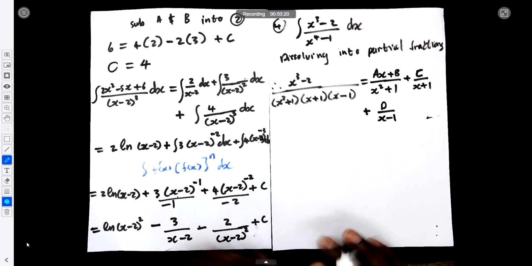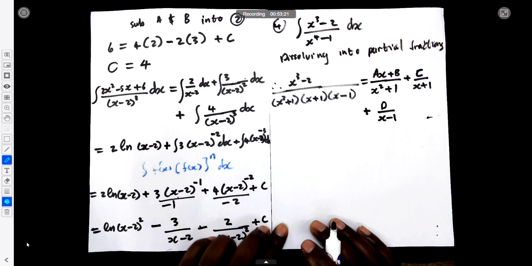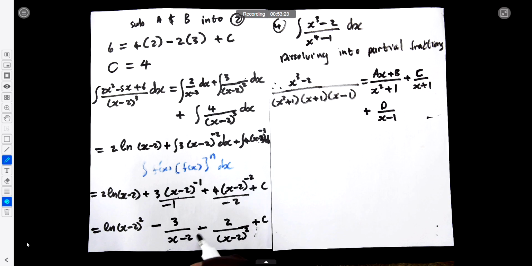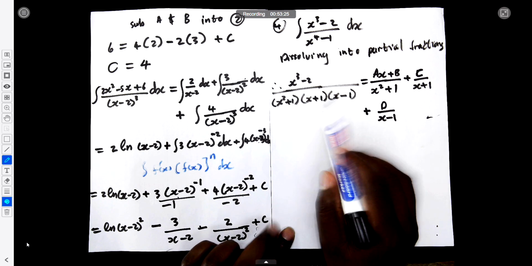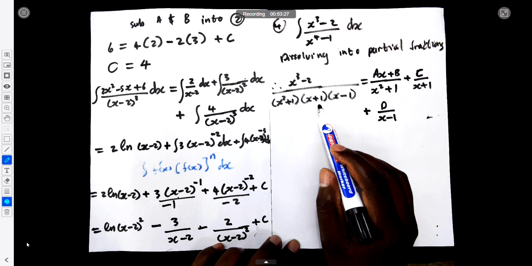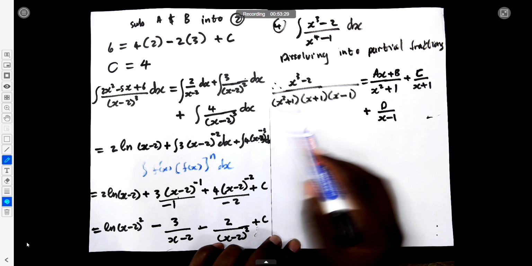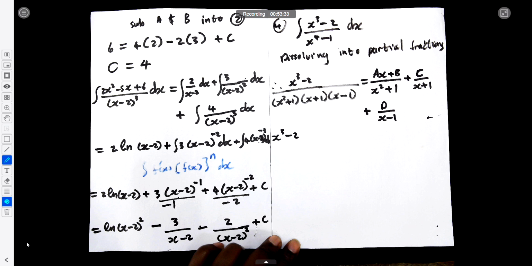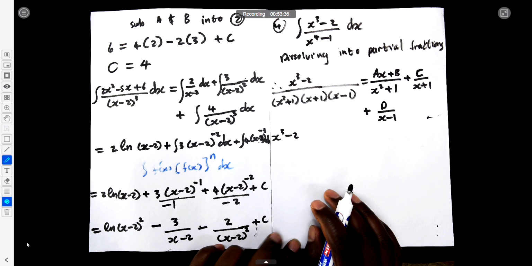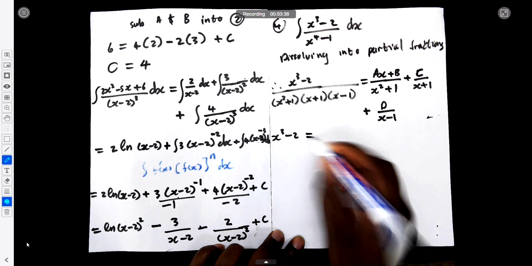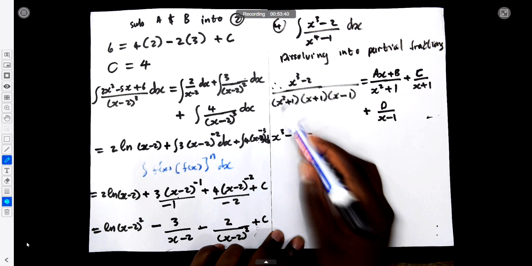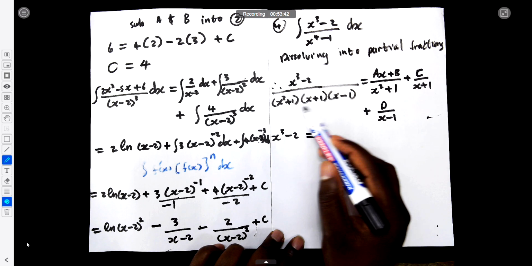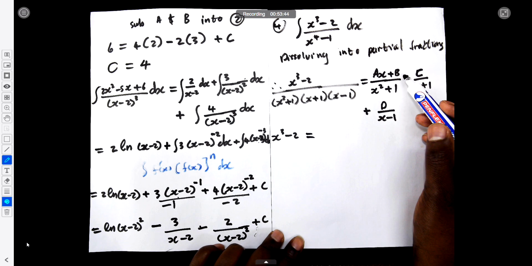So what we're going to do here, we're going to multiply out by this denominator throughout. But we know in the right hand side, it will always execute minus 2. And then it will be equals to. So take this denominator, multiply by it, and ax plus b. The x squared will be eliminated.